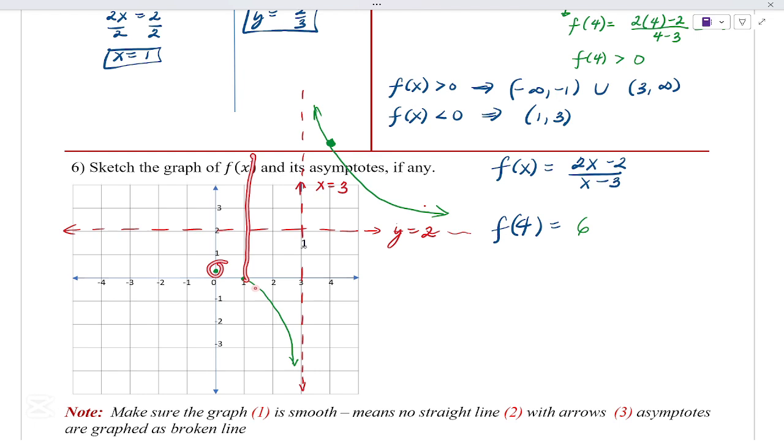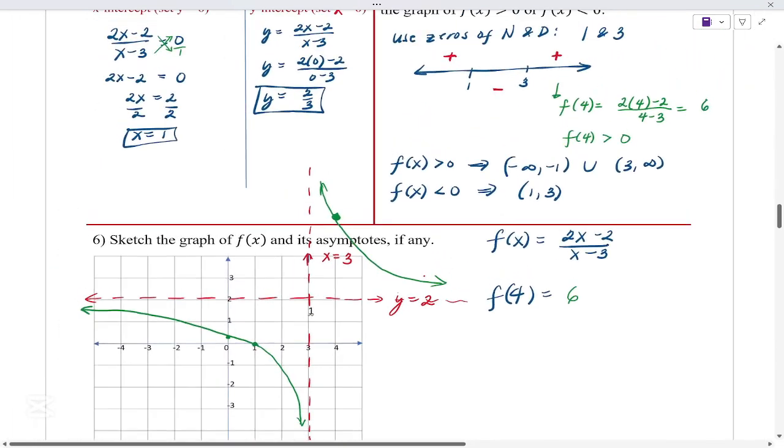So it means that the graph will look like this. Okay? So it's not on this part. It should be in the upper part, above the x-axis. So we can sketch this, connecting this x-intercept to this y-intercept, and then asymptotic on this line. So that's it. That's the graph of the function.